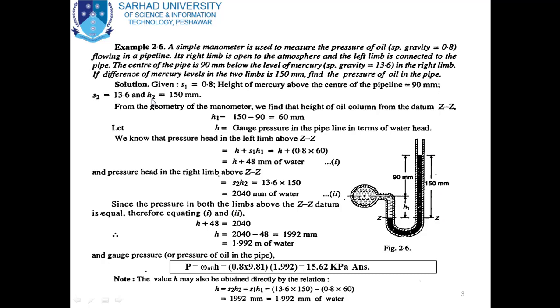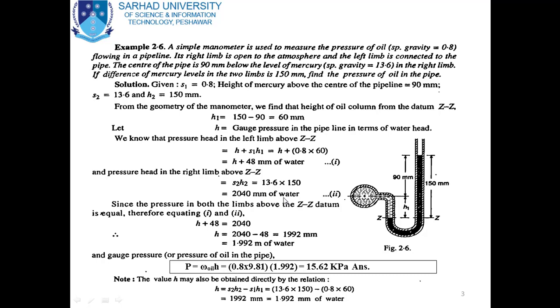Values are given. S2 is equal to 13.6, already given in the data, and h2 is already given, which is equal to 150 mm. So we will get the pressure in the right limb above the datum line ZZ is equal to 2040 mm of water. This is equation 2.